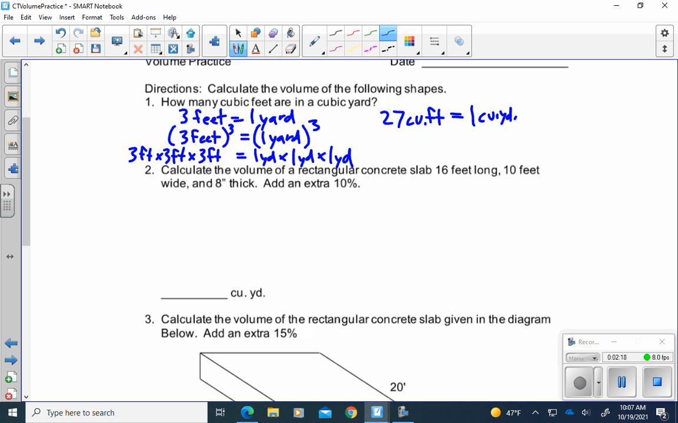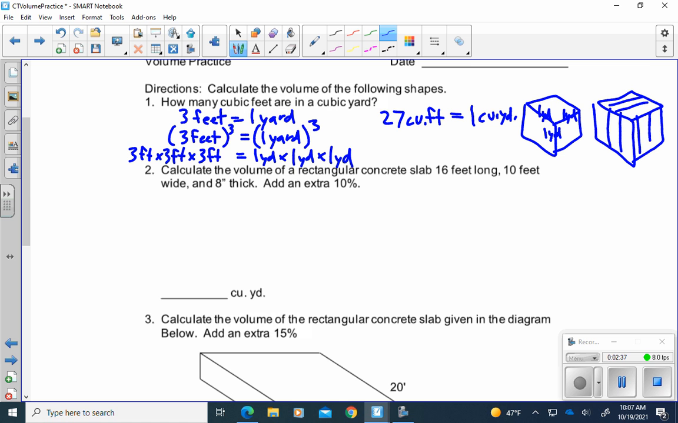For the visual among you, if you think of a cube, 1 yard by 1 yard by 1 yard, and you think of breaking that cube up into 3 feet for each yard, you get kind of a Rubik's Cube looking thing, or 27 cubic feet.